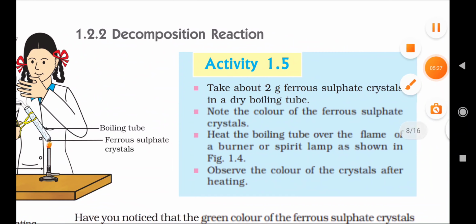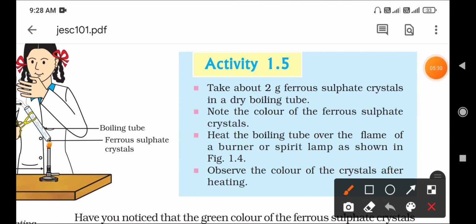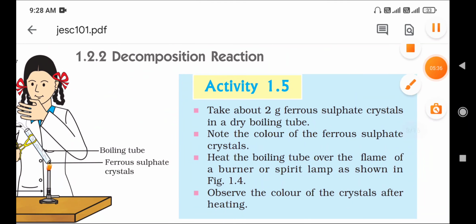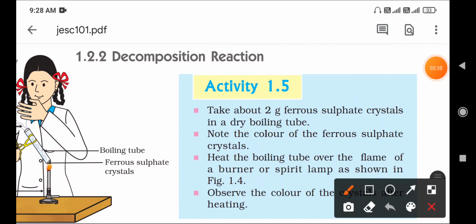Next, again a very important topic: the decomposition reaction. The first type of reaction was the combination reaction, the second is the decomposition reaction. Here decomposition means breakdown. Take about 2 gram of ferrous sulfate crystals.